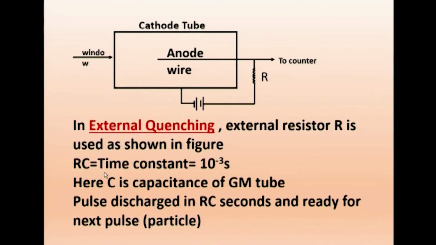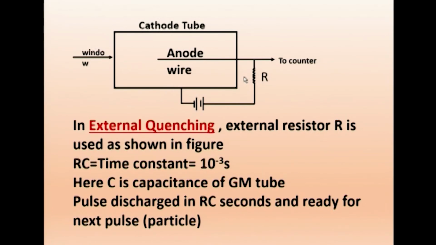Now we have to select what C is here. C is the capacitance of this GM tube. It is acting like a capacitor. See, the anode is positive, the cathode is negative, so it is acting like a capacitor separated by distance. Therefore, it is a capacitor. So C is the capacitance of the GM tube. That will depend on the construction, how big you make it. And R, an external resistor, is used.